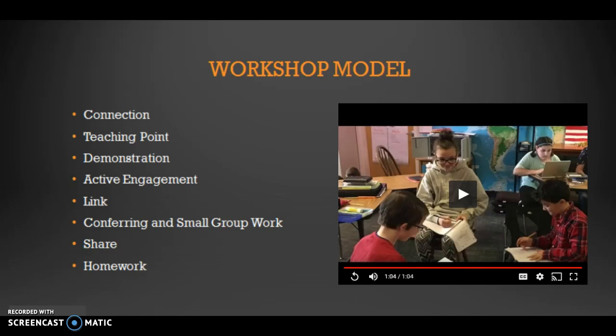Towards the end, there's an opportunity to share. There's multiple different ways that they could share. It could be with a partner, it could be a whole group, it could be just an individual, something that they send to me, an exit ticket of some kind. And then just a brief overview of the expectation of what they are arriving back to workshop with the next day. That is workshop in a very, very concise nutshell.